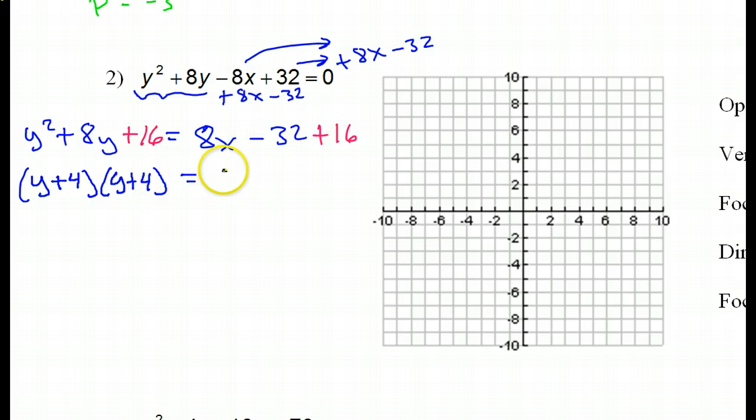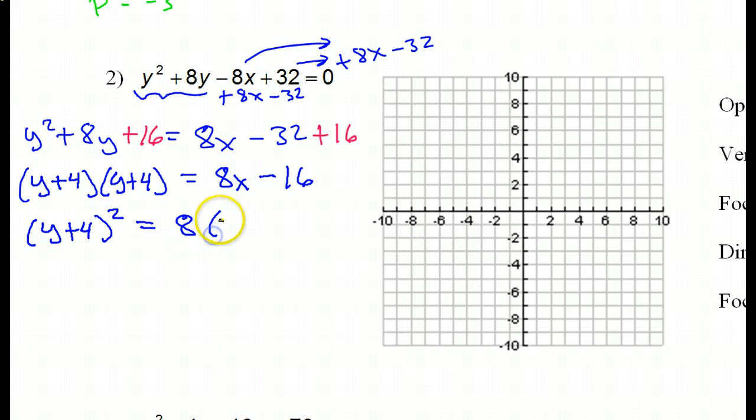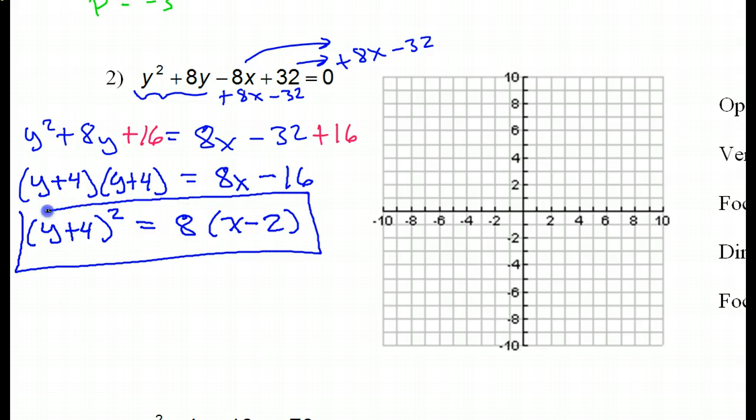Okay. Meanwhile, here I have 8x. If I combine these, negative 32 plus 16, well, that's just negative 16. So this is going to give me y plus 4 quantity squared, because there's 2 of them. And let's factor out the GCF here of 8. And that will leave behind x minus 2, of course. 8 times 2 is 16. Genius. And kabam, this is our standard form. I feel like I should put a box around it. So this is our standard form.